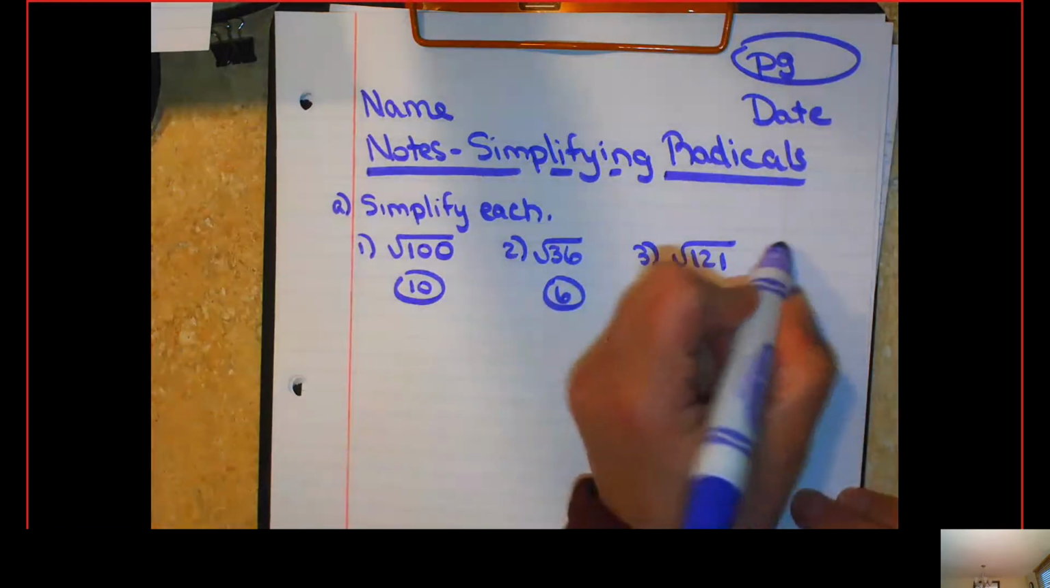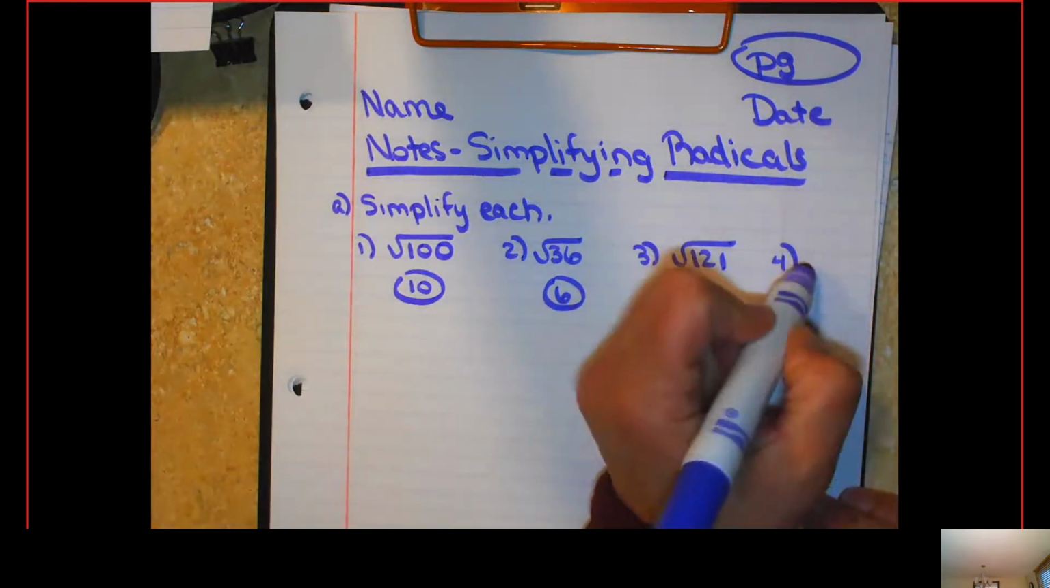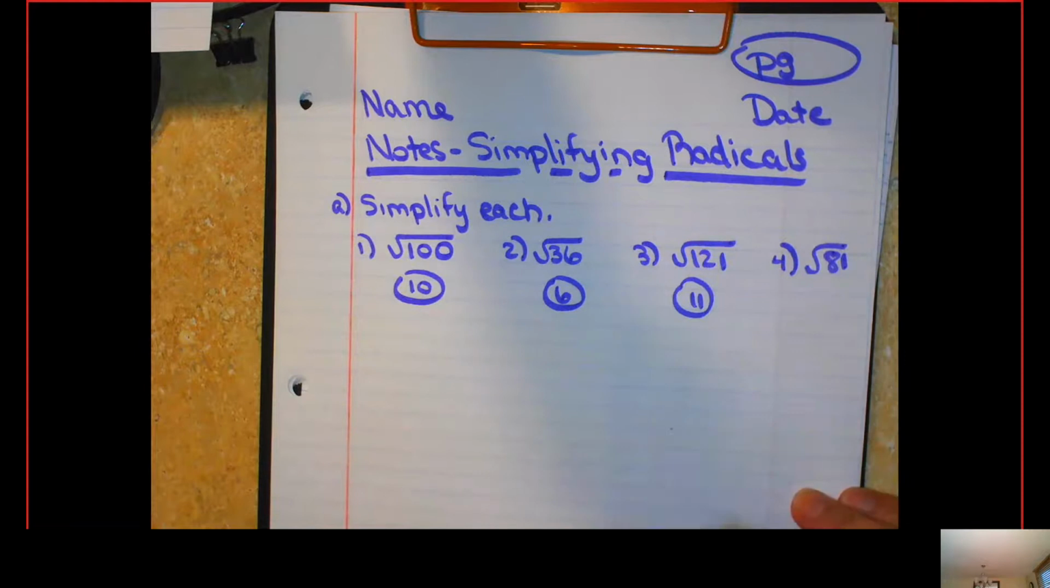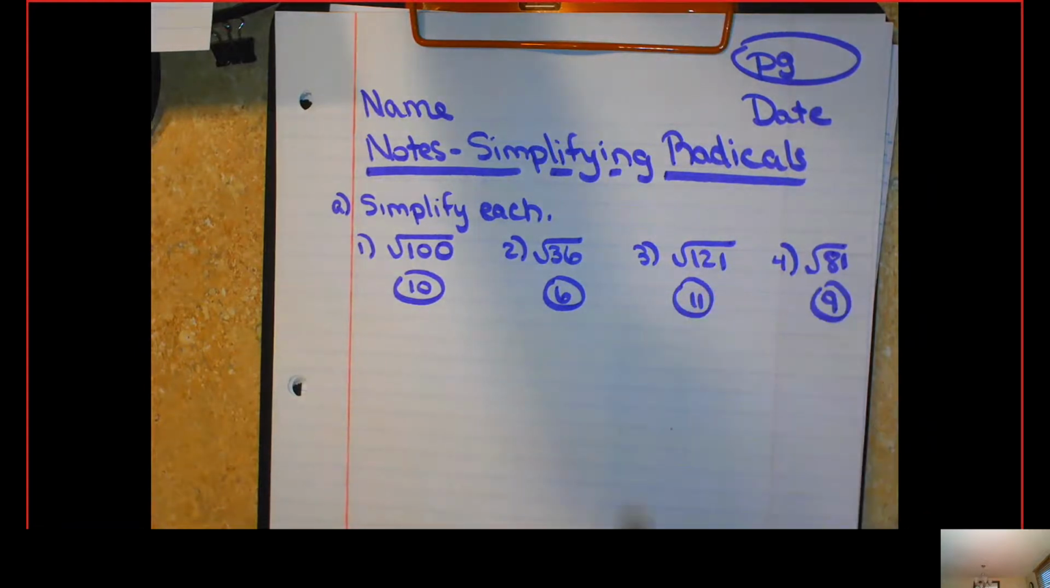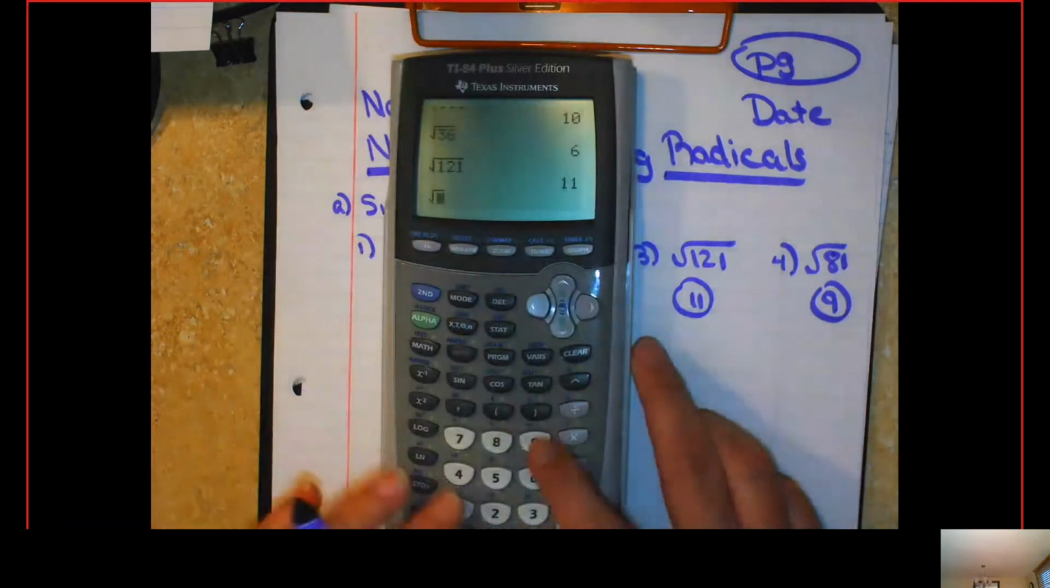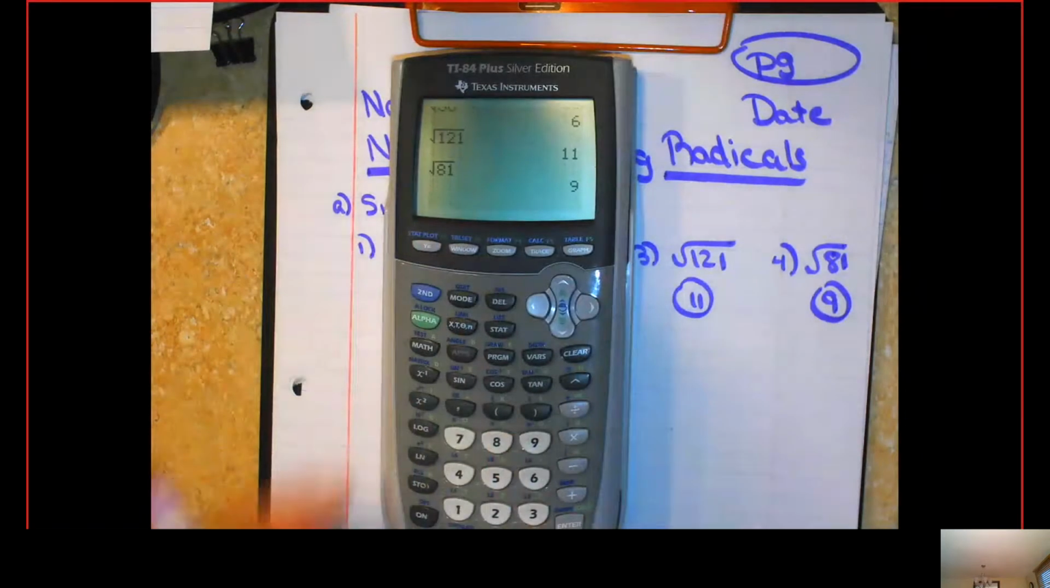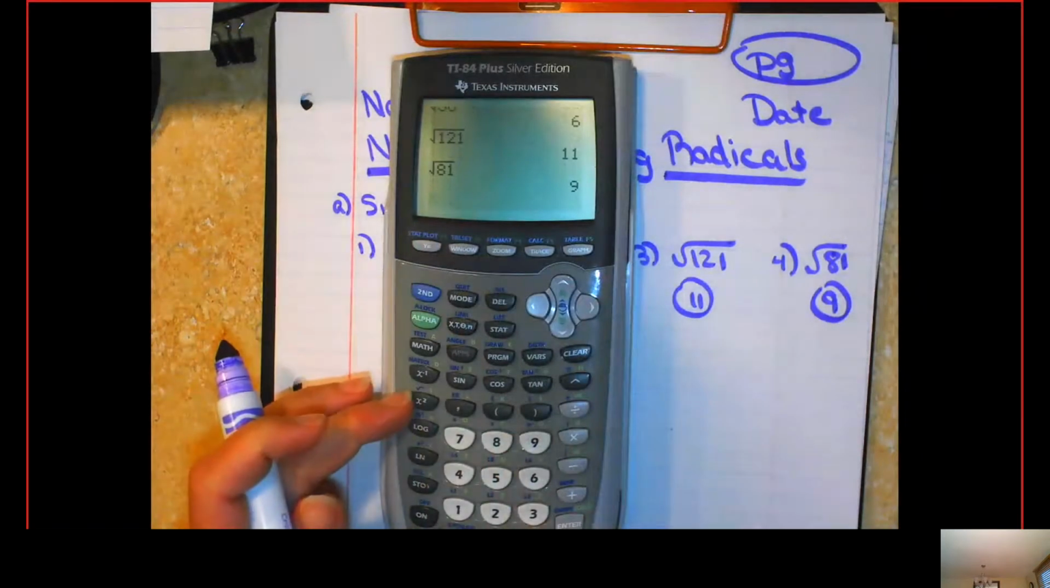And then the last one, just to practice, the square root of 81. What times itself gives you 81? That would be 9 times 9. So the answer is 9. And again, you can do the square root in your calculator, the second and the x squared button.